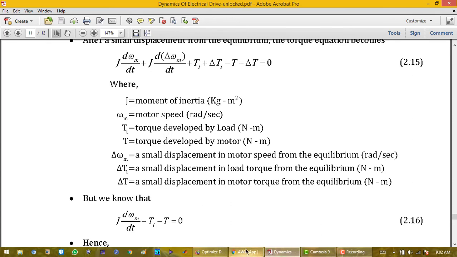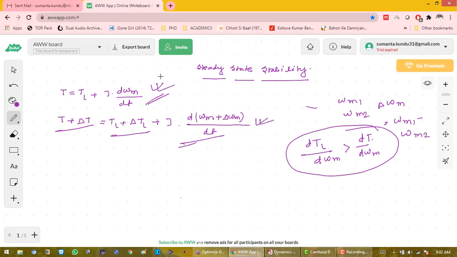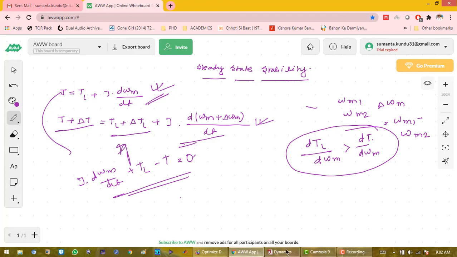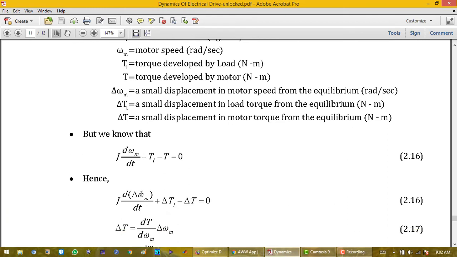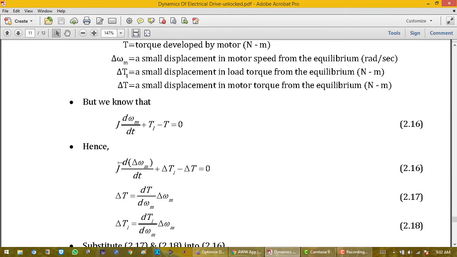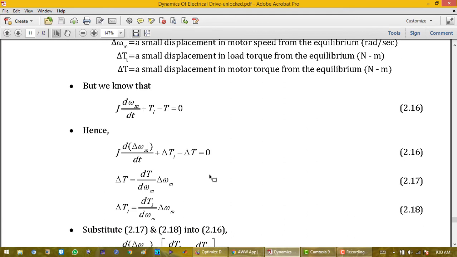Now from this equation we can say that J d omega m by dt plus TL minus T equals 0. So I will put this value into this equation. If I put this value, the other term also becomes 0, that is, J d del omega m by dt plus del TL minus del T equals 0. This will become 0.